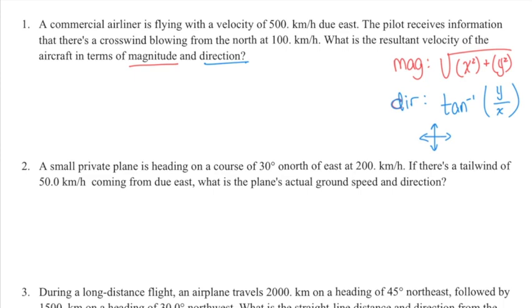For this particular problem, it says a commercial airline is flying with a velocity of 500 kilometers per hour due east. They've actually given me the velocity. The pilot receives information that there's a crosswind blowing from the north at 100 kilometers per hour. What is the resultant velocity of the aircraft in terms of magnitude and direction?